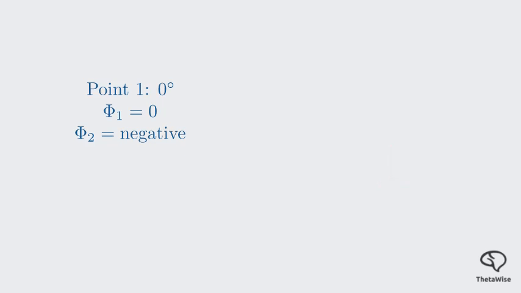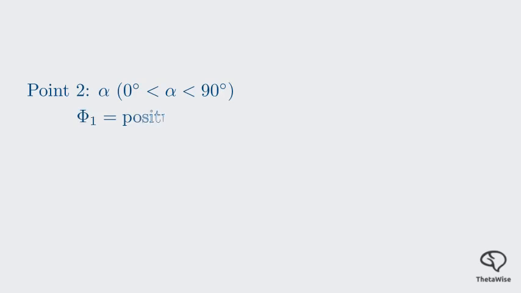Next is point 2, at some angle alpha between 0 and 90 degrees. At this point, both phi 1 and phi 2 are positive, but phi 2 is still negative relative to its peak. In the diagram, we show phi 1 pointing right and phi 2 pointing downwards. The resultant flux, phi r, is the vector sum of phi 1 and phi 2.